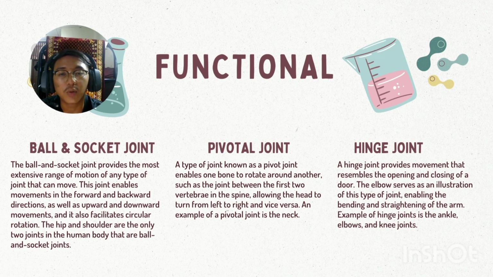such as the joint between the first two vertebrae in the spine, allowing the head to turn from left to right and vice versa. An example of a pivotal joint is the neck. A hinge joint provides movement that resembles the opening and closing of a door. The elbow serves as an illustration of this type of joint, enabling the bending and straightening of the arm. Examples of hinge joints are the ankle, elbow, and knee joint.